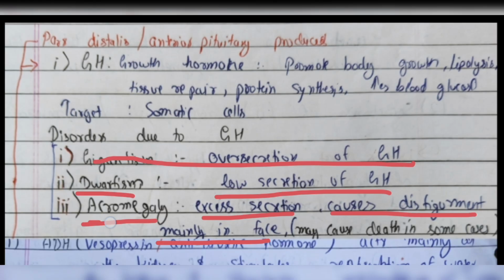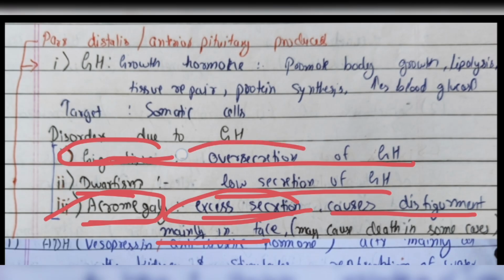And the third is acromegaly, which is due to excess secretion, which causes disfigurement mainly in the face but may cause death in extreme cases. So in acromegaly there is the term excess secretion, and in gigantism there is oversecretion of GH. Both could be used interchangeably for either of them, but it would be required to give the exact option if that is present in the MCQ part.